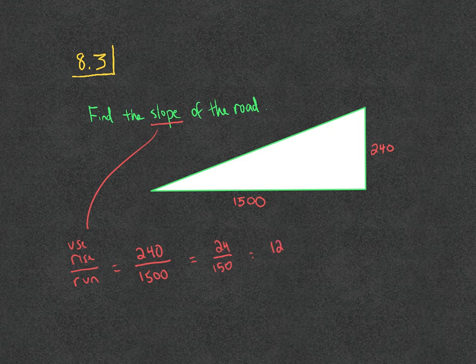If you reduce 24 by 2, you get 12. If you reduce 150 by 2, you get 75. Both of these are divisible by 3. So we could reduce a little bit more. 12 reduced by 3 is 4. 75 reduced by 3 is 25. And at that point, we can't reduce any further. And that's as far as we go.